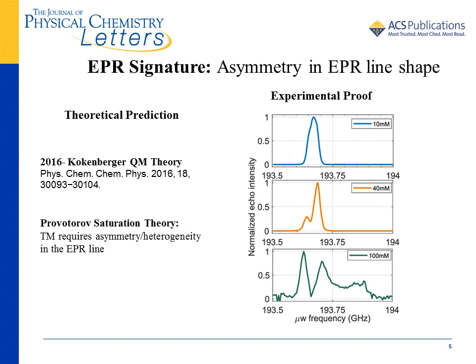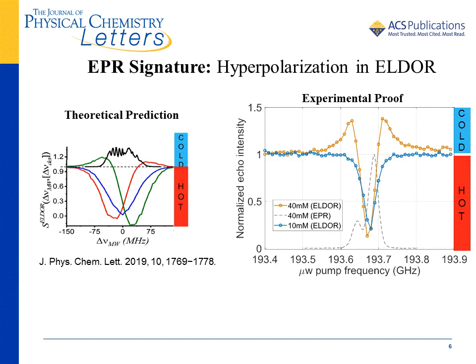Using our 7 Tesla dual EPR NMR spectrometer, we were able to measure the EPR line shape of trityl radical under the DNP conditions. Clearly, with increasing concentrations, the asymmetry in the line shape increases, as seen here, and this validates the theory as well as provides a clear experimental signature for TM-DNP.